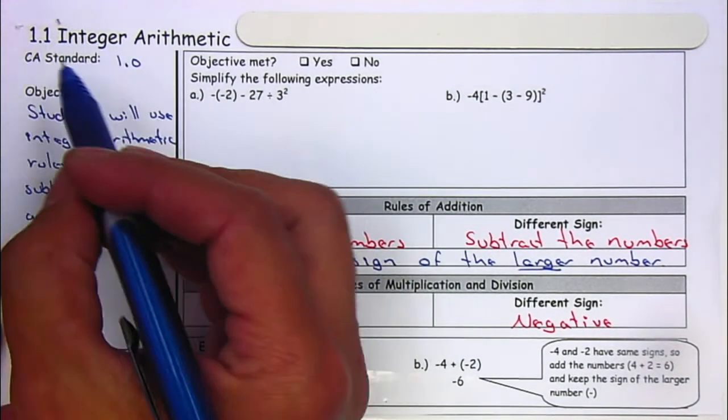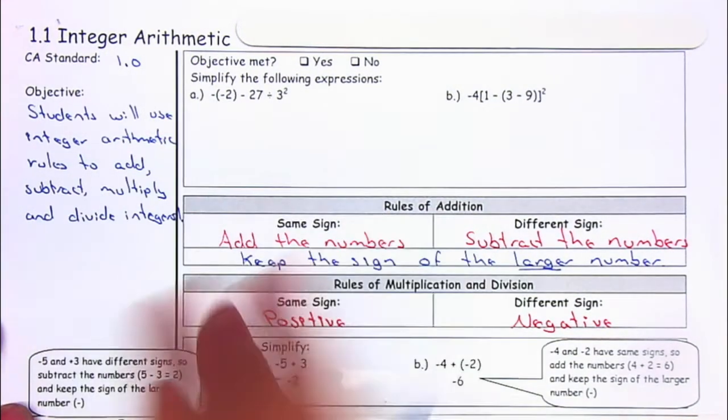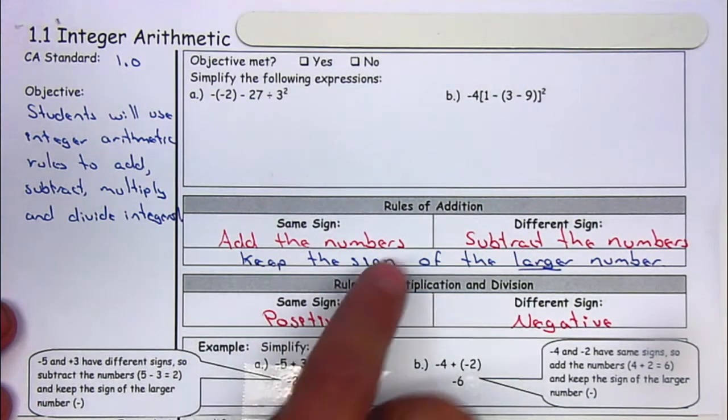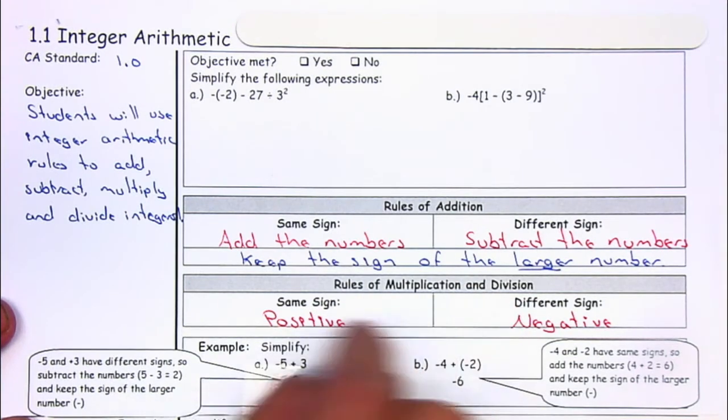Good morning. Today we are covering section 1.1, integer arithmetic. This is going to be a review lesson that you learned back in Algebra 1. There are the rules of addition, rules of multiplication, and division.